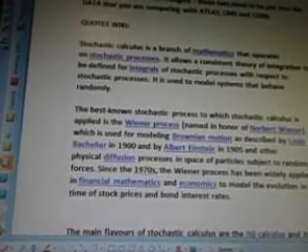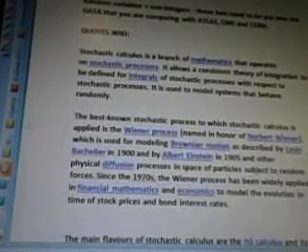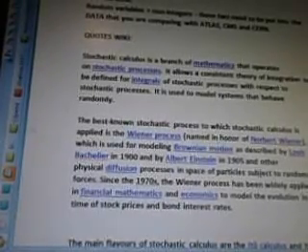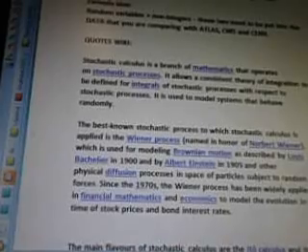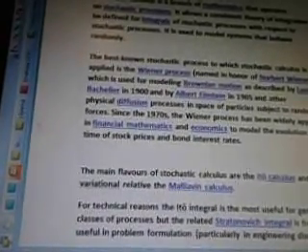Quotes Wiki. Stochastic calculus is a branch of mathematics that operates on stochastic processes. It allows a consistent theory of integration to be defined for integrals of stochastic processes. With respect to stochastic processes, it is used to model systems that behave randomly. The best known stochastic process to which stochastic calculus is applied is the Wiener process, named in honor of Norbert Wiener, which is used for modeling Brownian motion as described by Louis Bachelier in 1900 and by Albert Einstein in 1905, and other physical diffusion processes in space of particles subject to random forces.